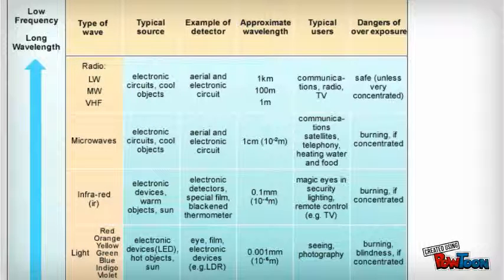Now, these couple of slides show some tables which give you the properties of different waves. So you may get asked these in an exam. It's useful to study these tables and remember where the waves come from, an example of how you would detect it, an approximate wavelength for each of the waves, a typical use for each of the waves, and what happens if you are overexposed to them. You may wish to pause these slides to study these tables.